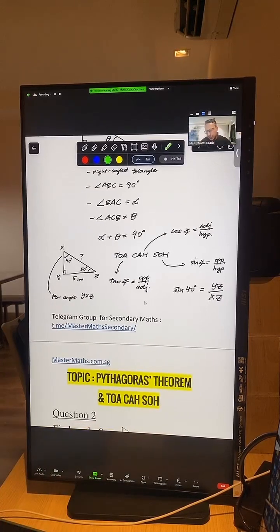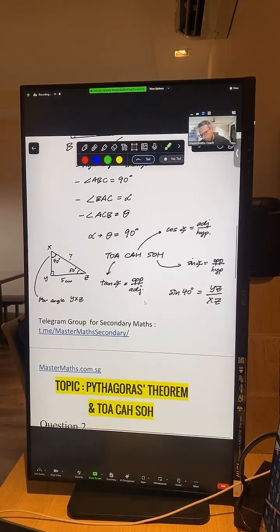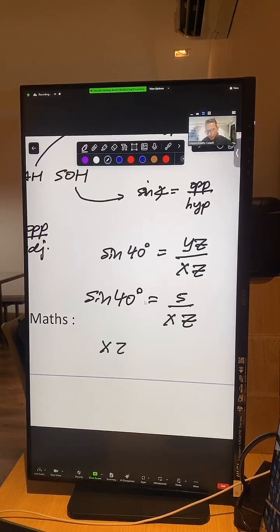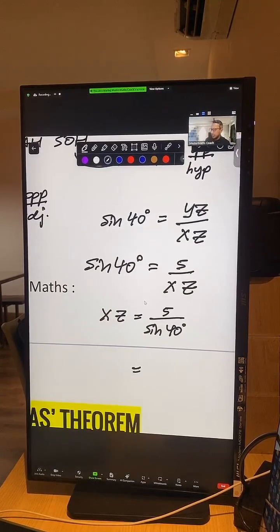What's important here is you substitute in the values that you have. And what value do I have? I have 5 cm. So sine 40 degrees equals to 5 over XZ. And again, I'm trying to find XZ. So I can move XZ here, and I can move the sine 40 degrees below. And now I can just key in 5 divided by sine 40, which will give me 6.71 cm, to 2 decimal places or 3 significant figures.